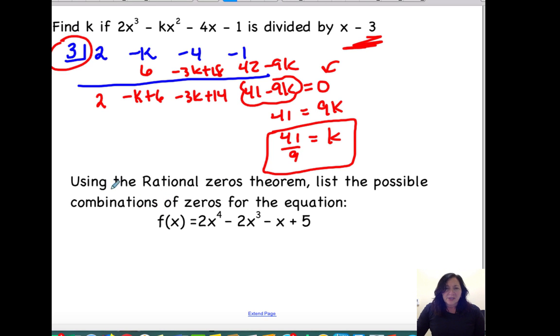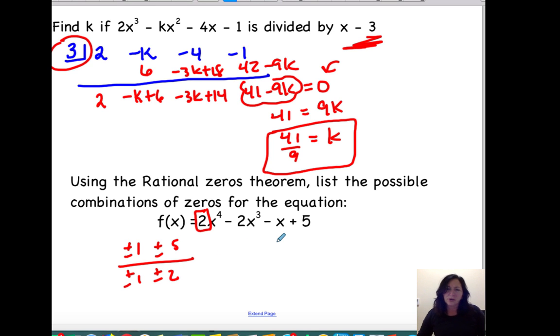The next question says, using the rational zeros theorem, list the possible combinations of zeros. So we're going to use this value here. We're going to say plus or minus 1, factors of 5, plus or minus 5, divided by factors of this value here, which is plus or minus 1, and then plus or minus 2.